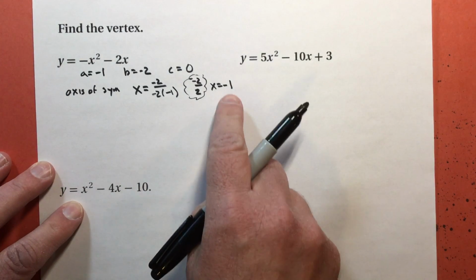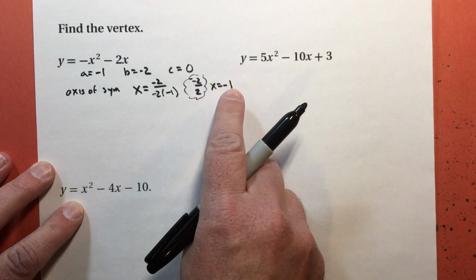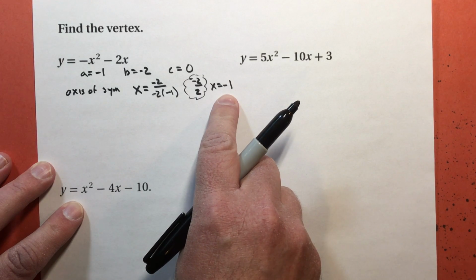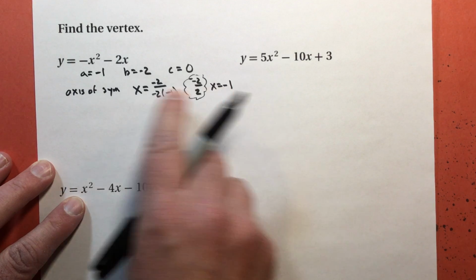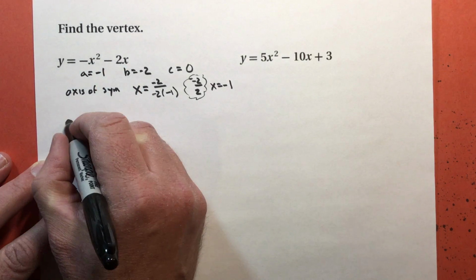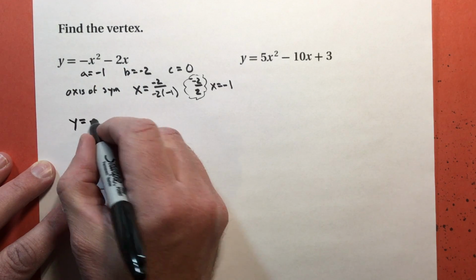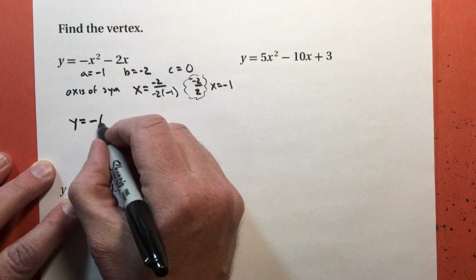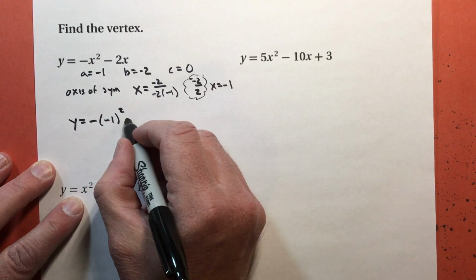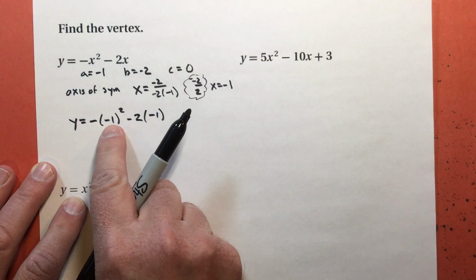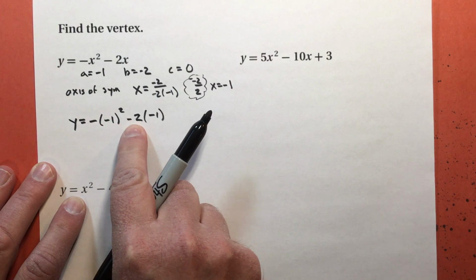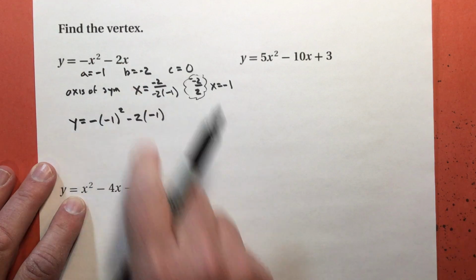Now, that's my axis of symmetry, but that's also the x-coordinate of the vertex because the axis of symmetry goes through the vertex. So I take that negative 1 and I substitute. So I do y equals the opposite, that negative right there, of negative 1 squared. Subtract 2 times negative 1. That's negative x squared, subtract 2x, which is what I have here.